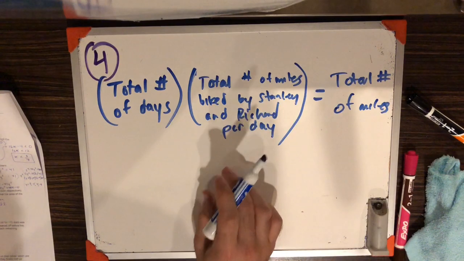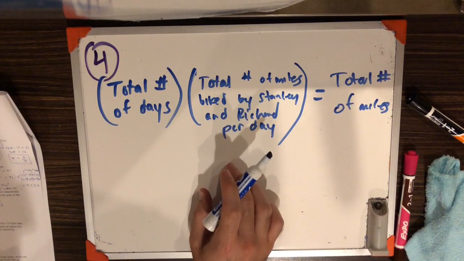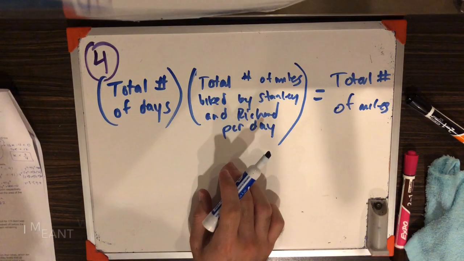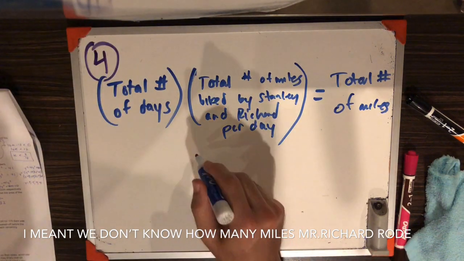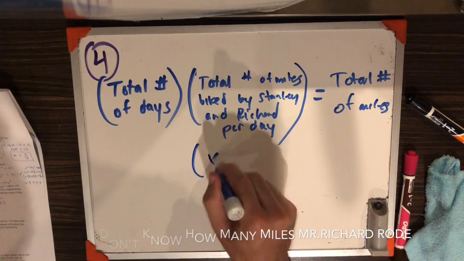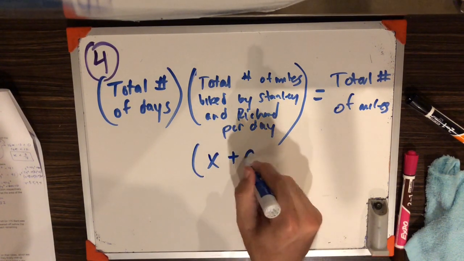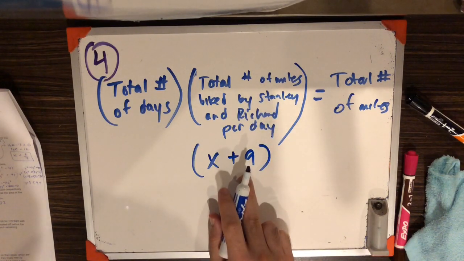So it gave us a couple clues, right? It told us that Mr. Stanley has been cycling 9 miles a day. Do we know how many miles Mr. Stanley rode? Well, we don't, right? So let's just call that X. Again, that signifies the number of miles Mr. Richard has rode, but we do know Stanley has rode 9 miles per day, right?